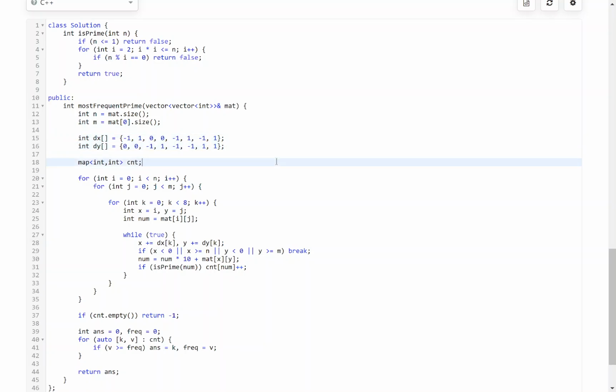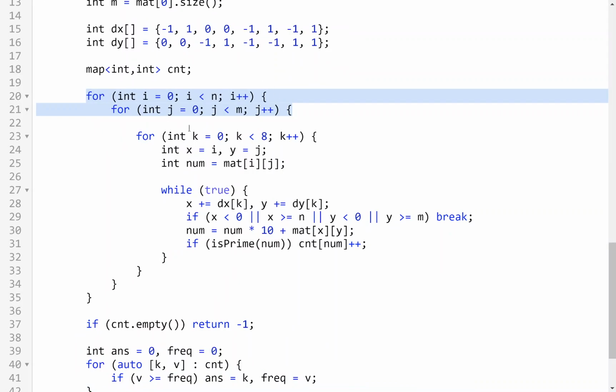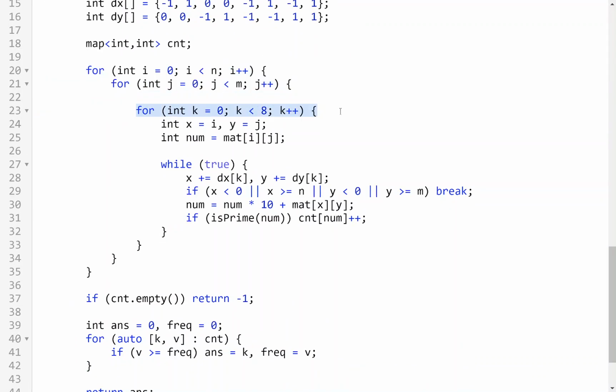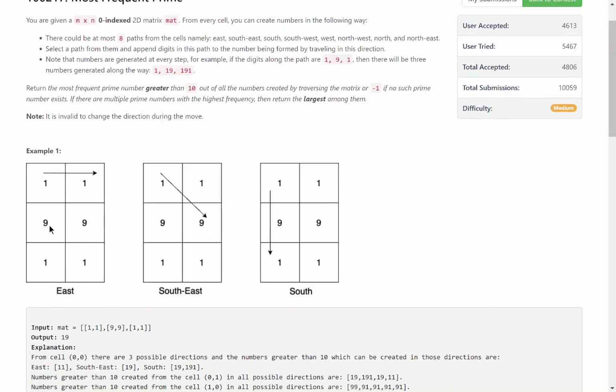You would have seen this in graphs if you have done graphs, and in case you have not done graphs, you can still understand it, but it will take some more effort on your side. I'm going over each and every cell in the matrix, and for each cell we had 8 paths. Initially my coordinates are i, j, with x and y representing the current coordinates of the cell. Initially x, y are i, j, and the number I have is mat[i][j]. If I'm at this cell, I'm initially having a number 1.